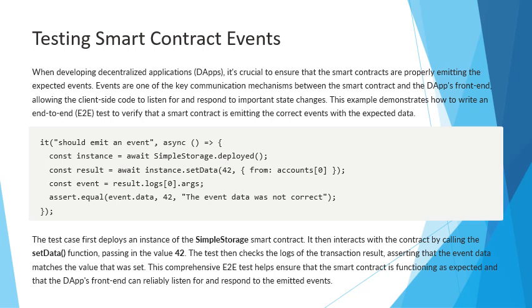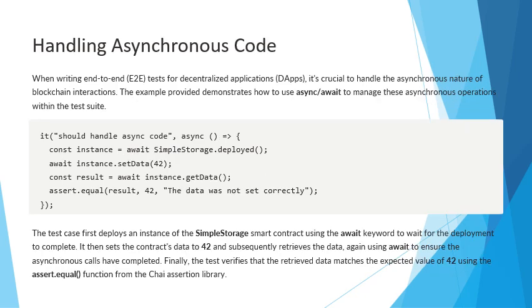Here is an example to write an E2E test to verify that a smart contract is emitting the correct events with the expected data. The test case first deploys an instance of the simple storage smart contract. It then interacts with the contract by calling the setData function, passing in the value 42. The test then checks the logs of the transaction result, asserting that the event data matches the value that was set. This comprehensive E2E test helps ensure that the smart contract is functioning as expected and that the DApp's frontend can reliably listen for and respond to emitted events.